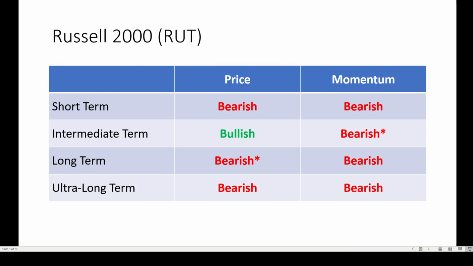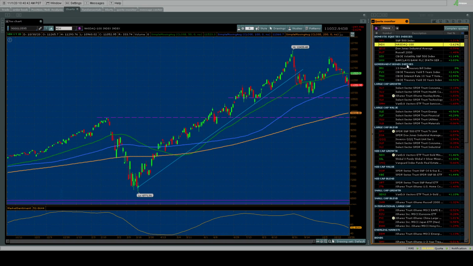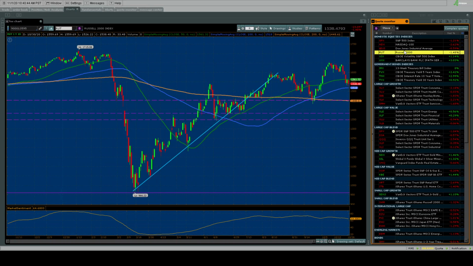On to small caps, we've got the Russell 2000 with a little bit of green in the Russell, but everything else was flipping back to the red category. Let's take a look at what's going on with the Russell, which just has an intermediate term price bullish flag, which isn't much to hang your hat on. Take a look at the Russell.